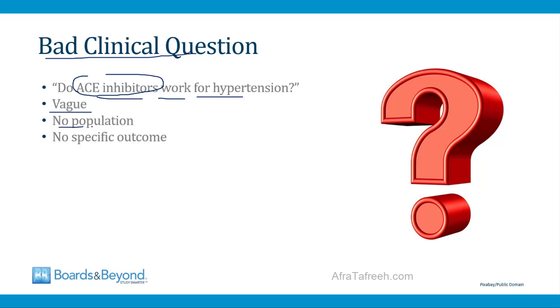There's also no population defined. Are you talking about older patients or younger patients or patients who smoke or patients with diabetes? And then finally, there's no specific outcome. The question just asks, do ACE inhibitors work? Well, what does that mean, do they work? Does that mean, do they lower blood pressure, or does that mean, do they prevent strokes or myocardial infarctions?